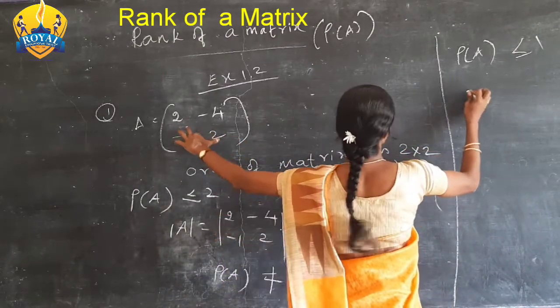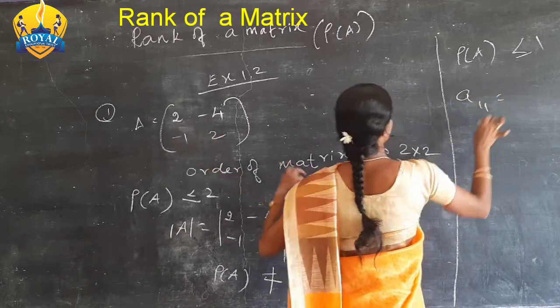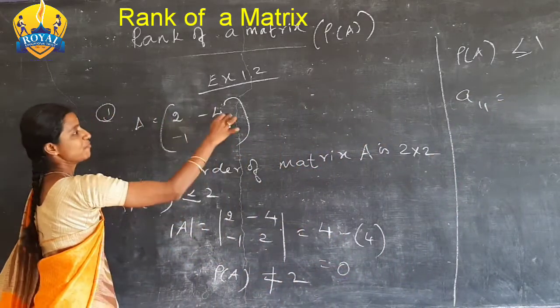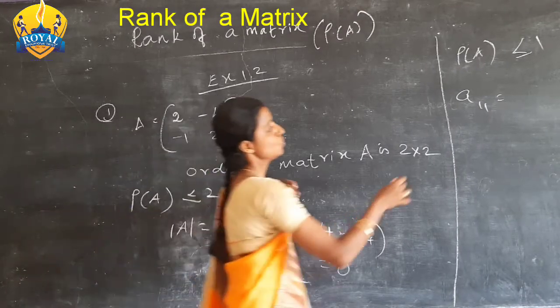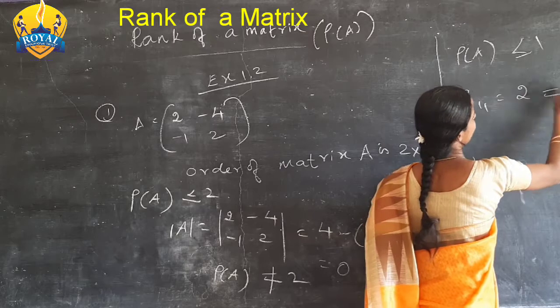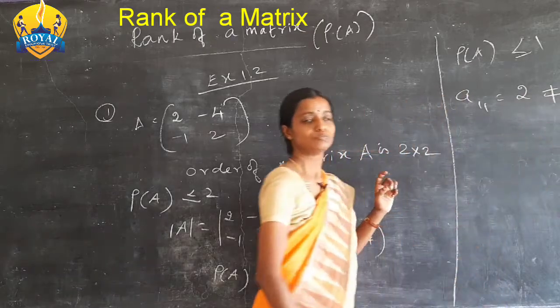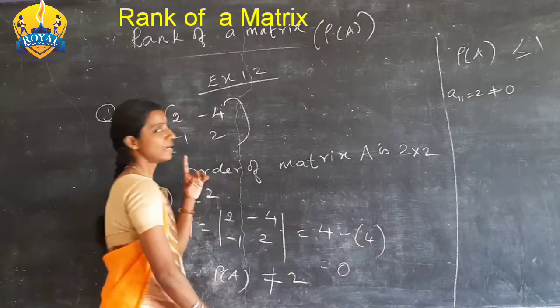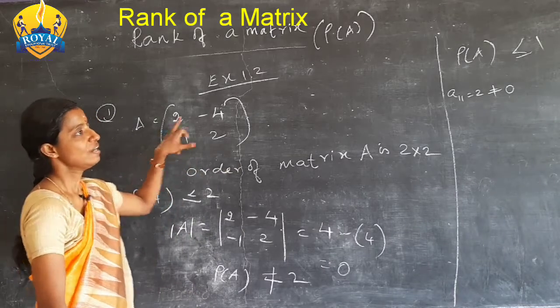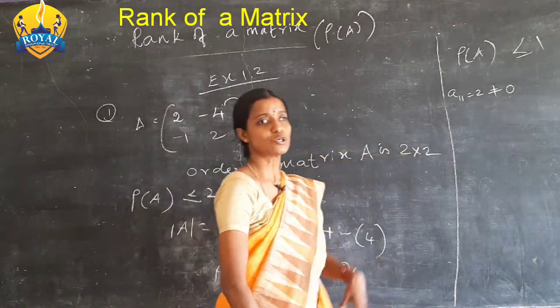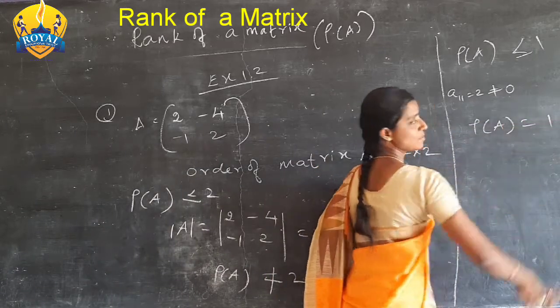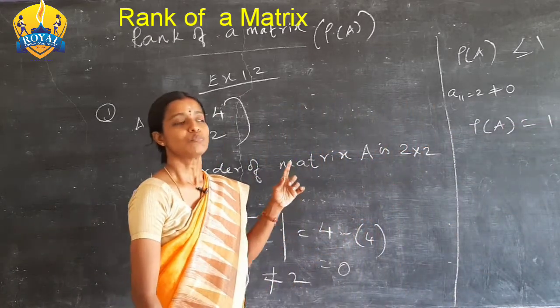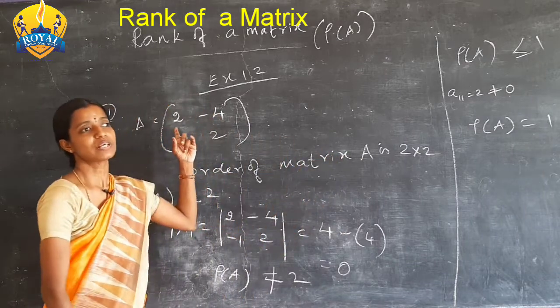Now A11 is my first row, first column, where I have a non-zero element 2. So A11 is 2, which is not equal to 0. So I have a non-zero element in A11 where the value is 2, not equal to 0. So now my rank of the given matrix becomes 1. So my rank of a given matrix for the given problem is.